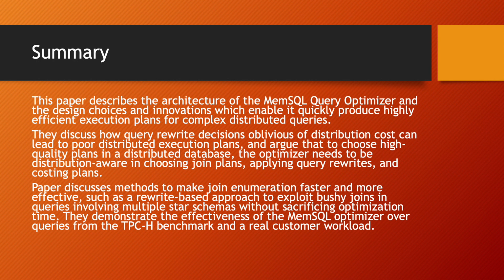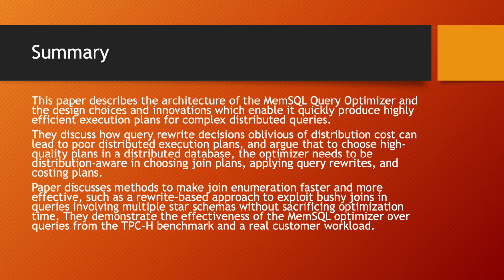This paper describes the architecture of the MemSQL Query Optimizer and the design choices and innovations which enable it to quickly produce highly efficient execution plans for complex distributed queries. They discuss how query rewrite decisions oblivious of distribution cost can lead to poor distributed execution plans, and argue that to choose high quality plans in a distributed database, the optimizer needs to be distribution aware in choosing join plans, applying query rewrites, and costing plans.